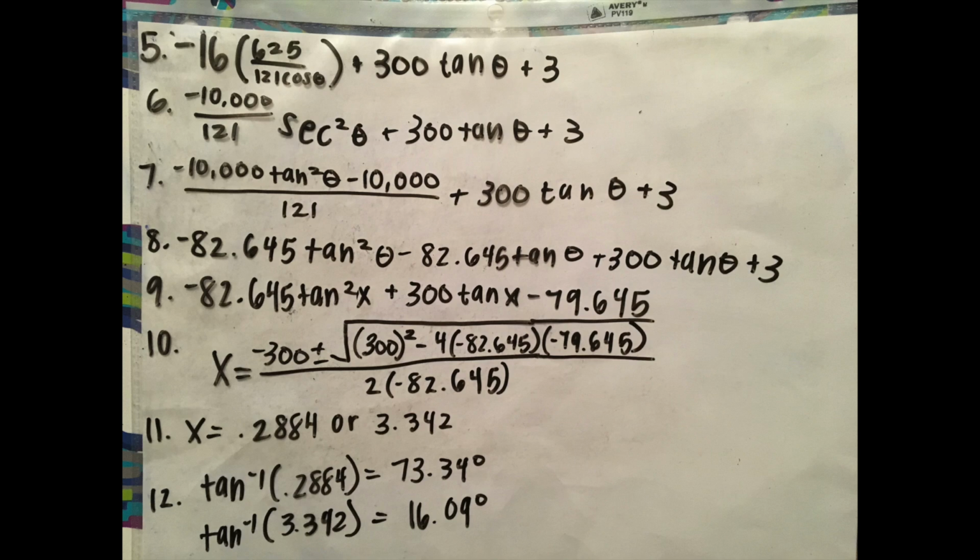So I got the inverse tangent of 0.2884 to be 73.34 degrees, and the inverse tangent of 3.342 to equal 16.09 degrees. These are the possible angles needed in order for the ball to reach 132 feet per second and travel 300 feet when being hit 3 feet off the ground.